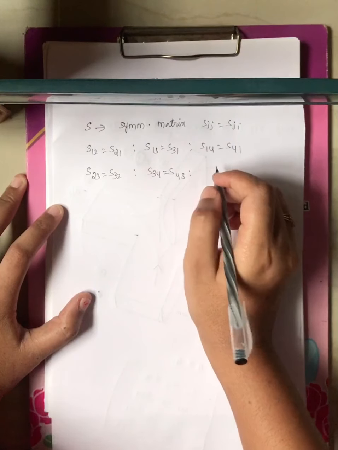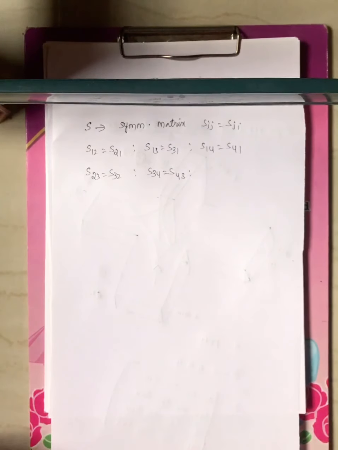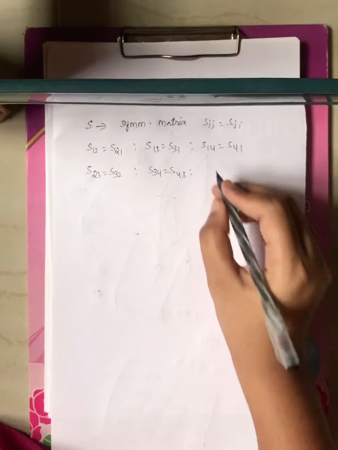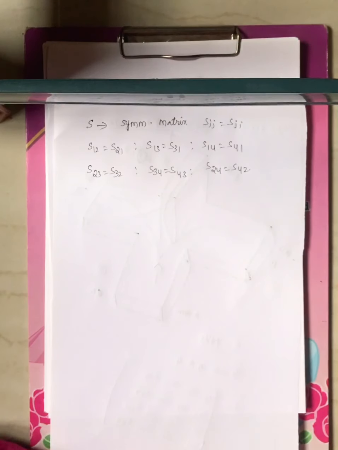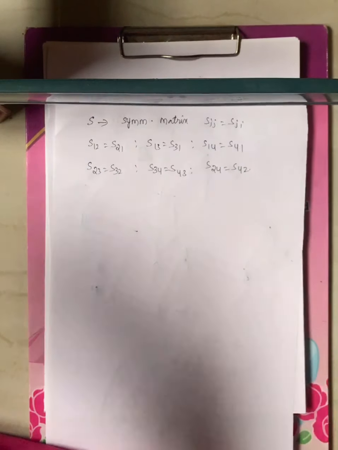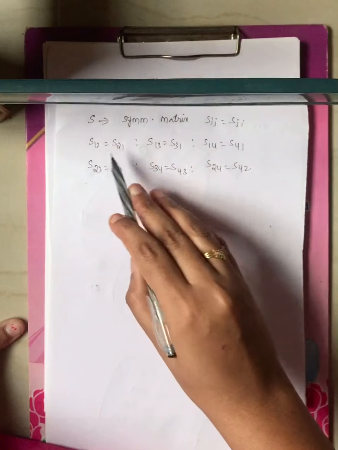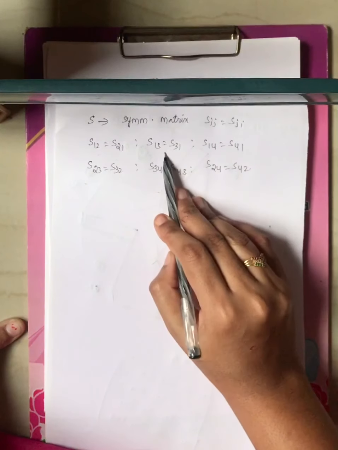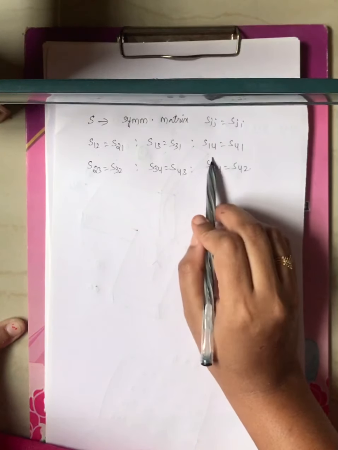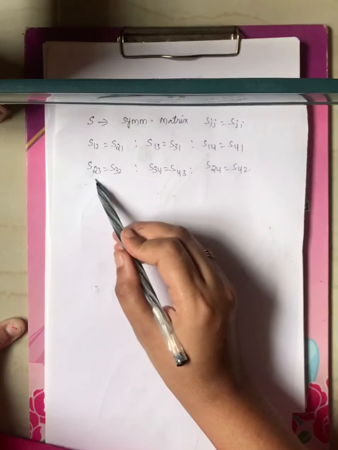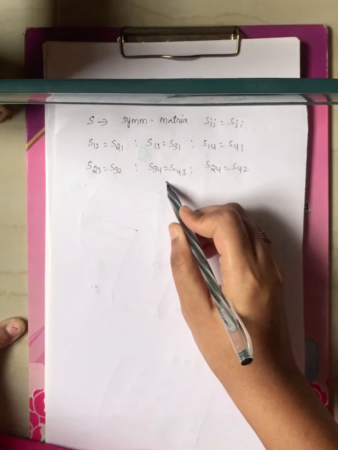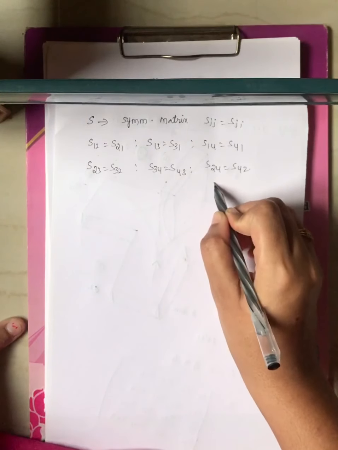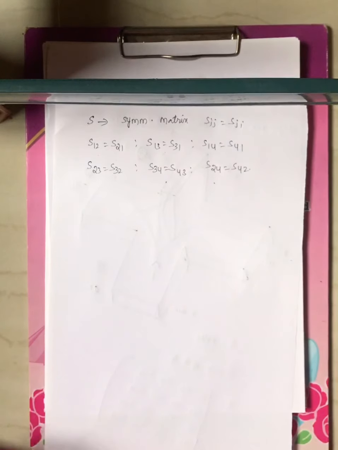And another one is S24 equals S42, right? Since S is a symmetric matrix, that is Sij equals Sji, S12 equals S21, S13 equals S31, S14 equals S41, S23 equals S32, S34 equals S43 and S24 equals S42. From the property of a symmetric matrix you will get these values, right?